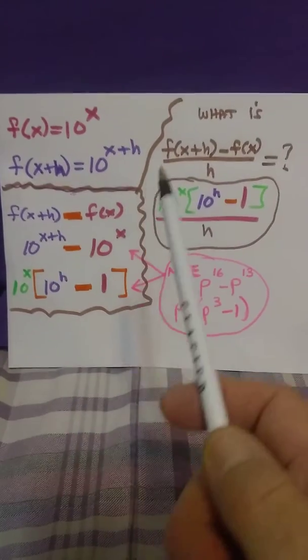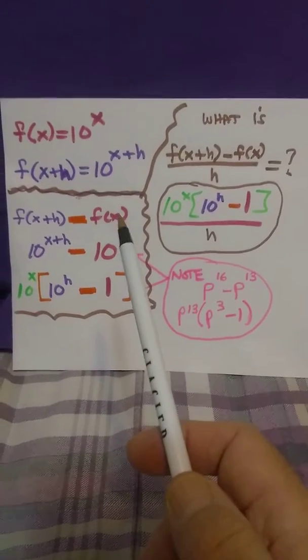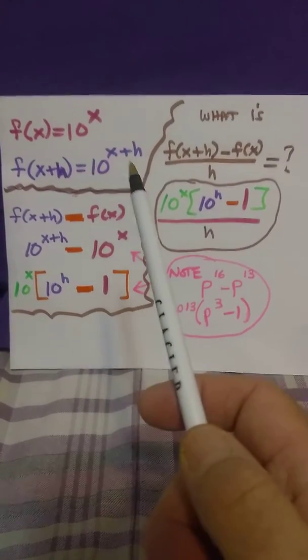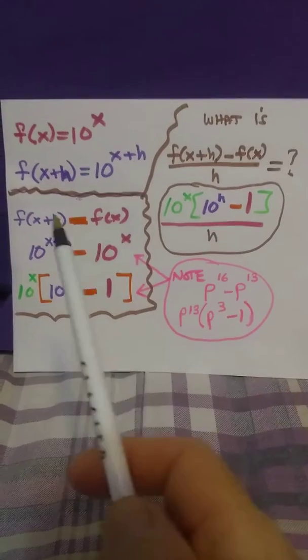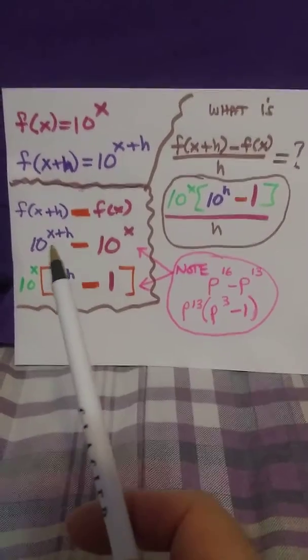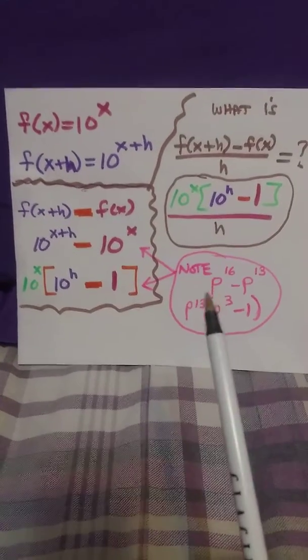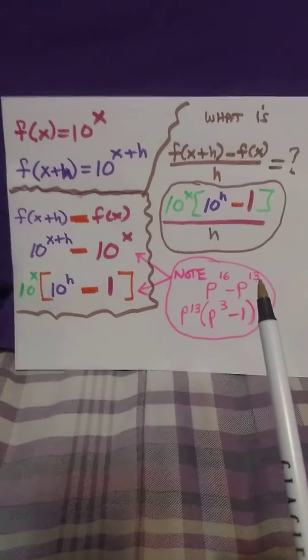So the numerator of this fraction would be the purple minus the red. So it would be 10 to the x plus h minus 10 to the x. So that's the numerator. This is 10 to a power minus 10 to a power. Go back over here: p to the 16 minus p to the 13.